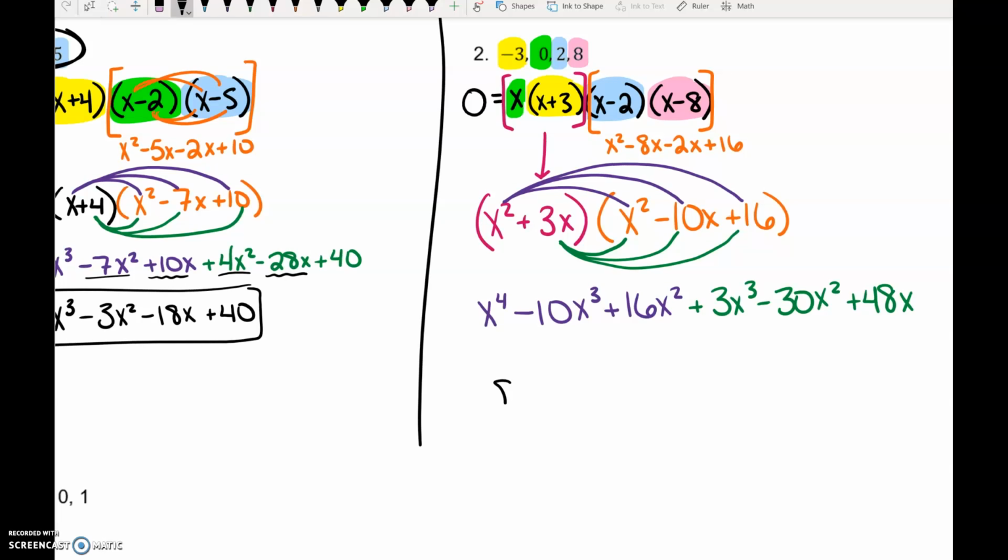When you combine like terms, we're naming this function f of x. We've got x to the 4th minus 7x cubed, 16 and negative 30 is negative 14x squared. And then we've got 48x at the end.